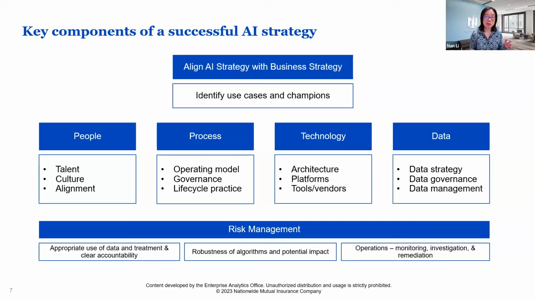So once you have cleared the alignment with business strategy, you have to build the foundation for your AI strategy. Here are the 4 pillars. It's no surprise to everyone that they are people, process, technology, and data.